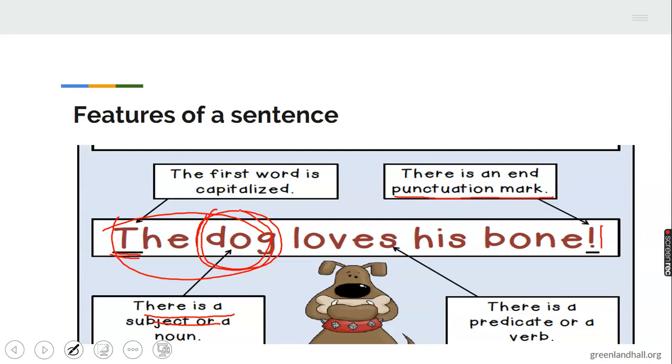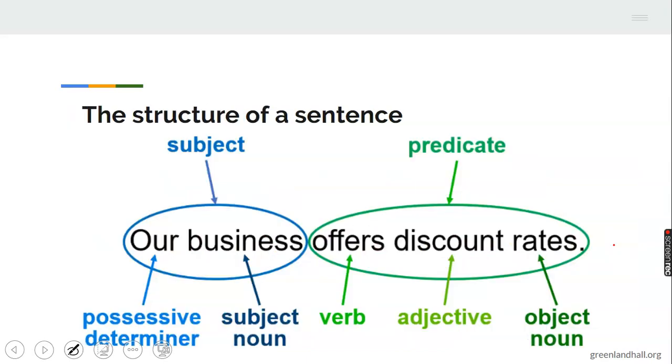Do you get that? A sentence must have the capital letter, hence the punctuation mark. It must have the subject and a predicate. The predicate is the other part of the sentence carrying the verb. So this is where the predicate comes in. Loves. Loves is a verb. So from this loves to the end of the sentence is the predicate. Good. Now let's quickly go to the structure of a sentence.